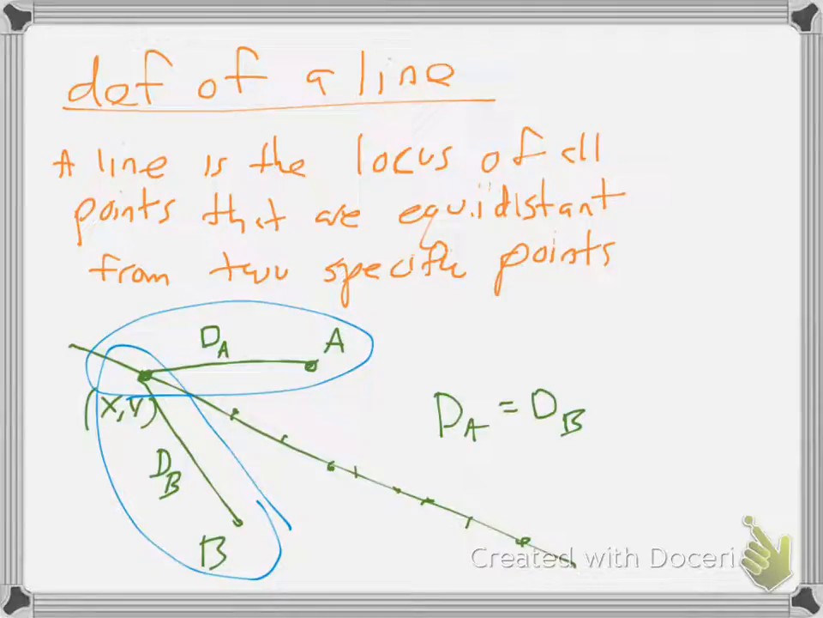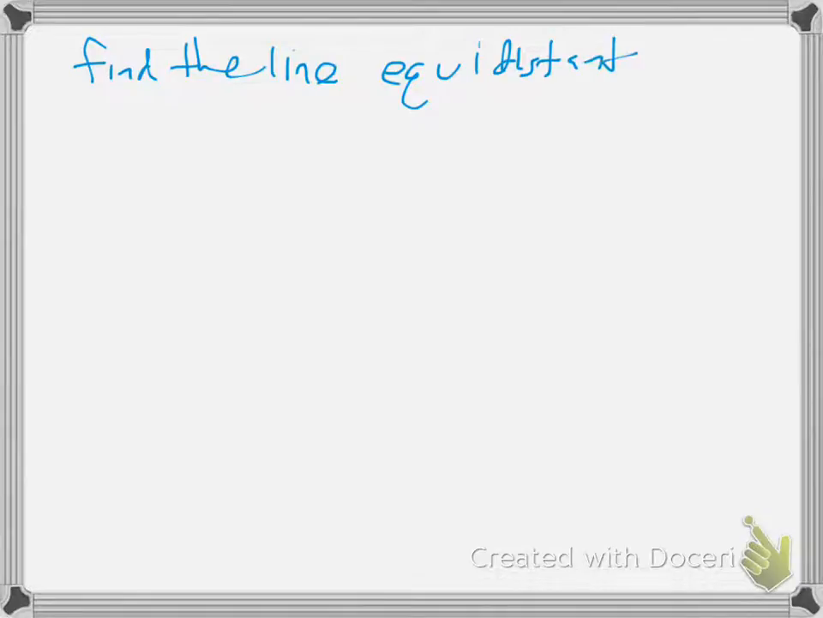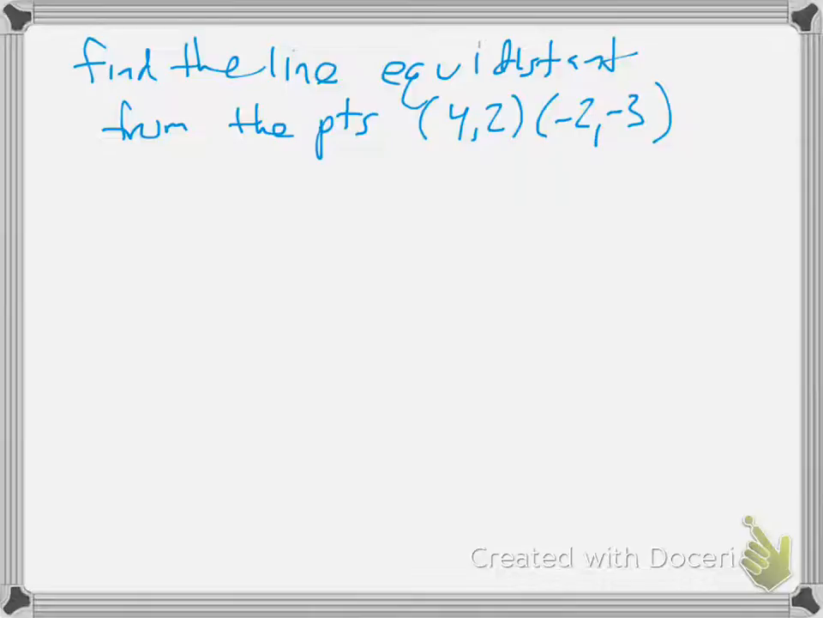So, what is your first problem? Your first problem will be, find the line equidistant from the points 4, 2, and -2, -3. When you see those words saying equal distance, that means you use a locus definition.